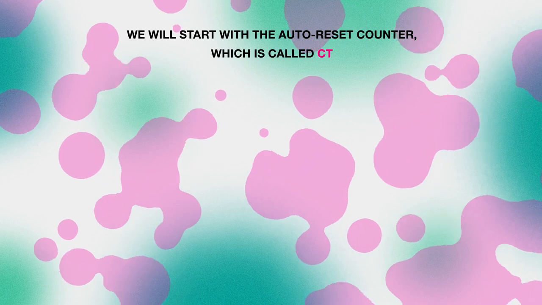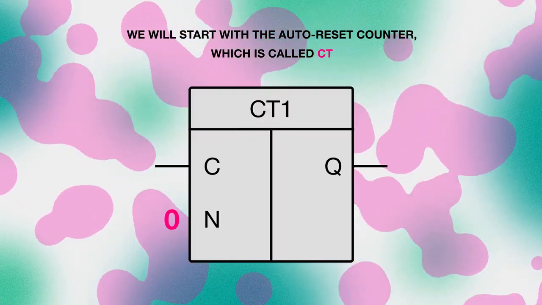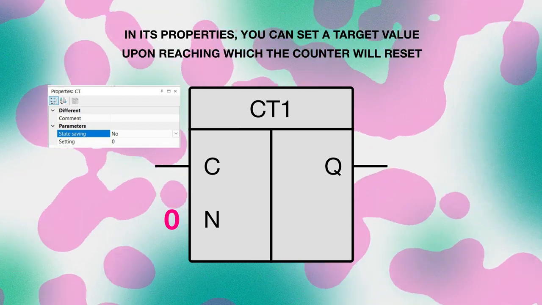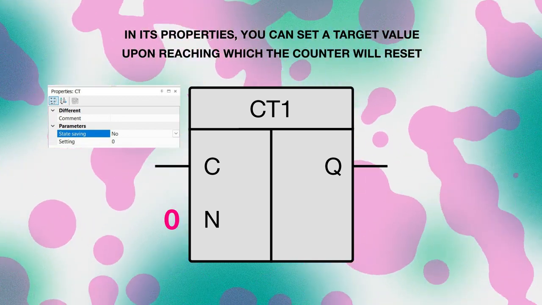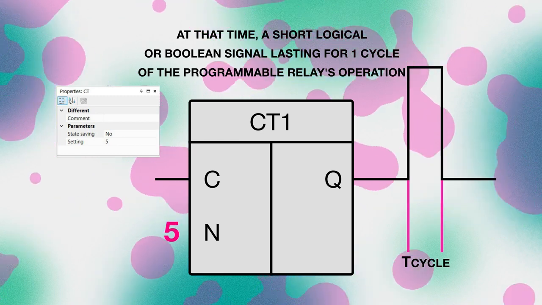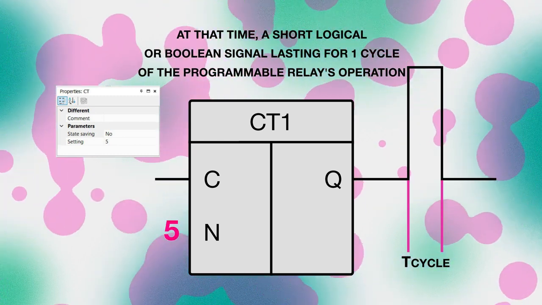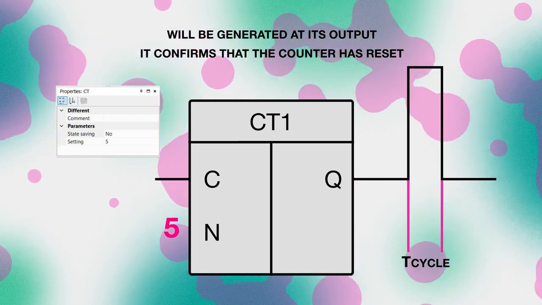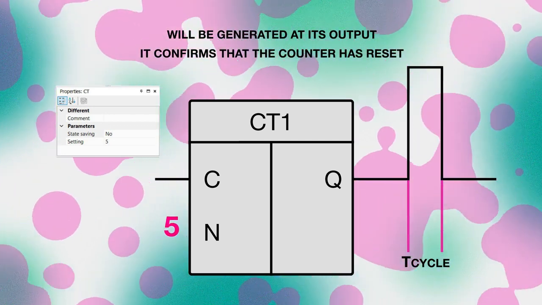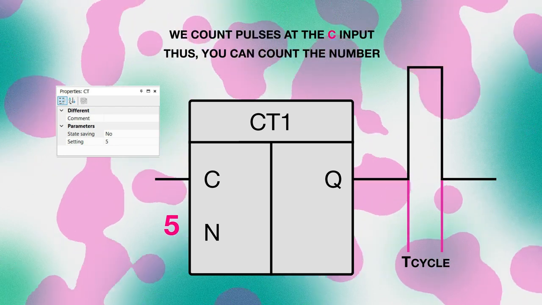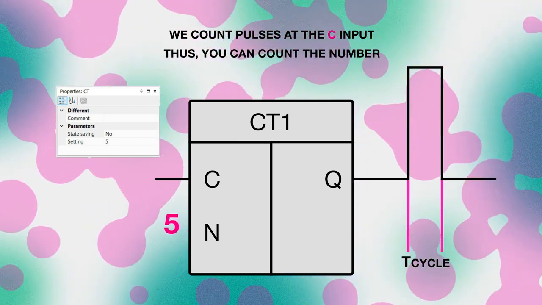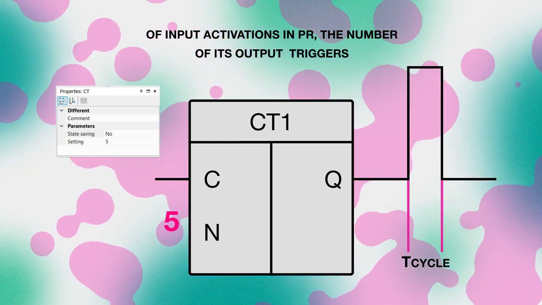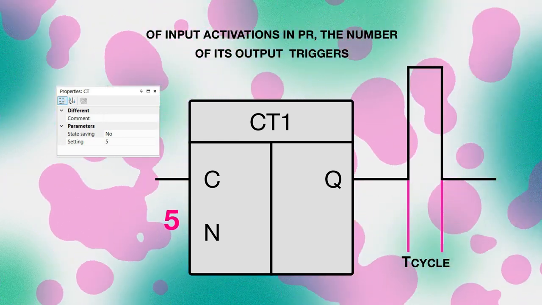We will start with the auto reset counter, which is called CT. In its properties, you can set a target value upon reaching which the counter will reset. At that time, a short logical or boolean signal lasting for 1 cycle of the programmable release operation will be generated at its output. It confirms that the counter has reset. We count pulses at the C input. Thus, you can count the number of input activations in PR, the number of its output triggers.